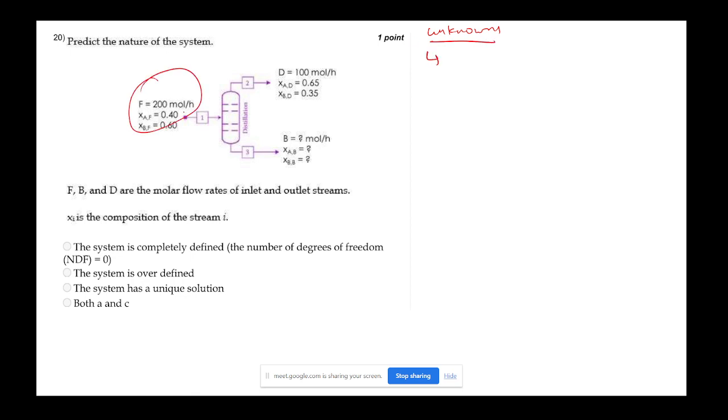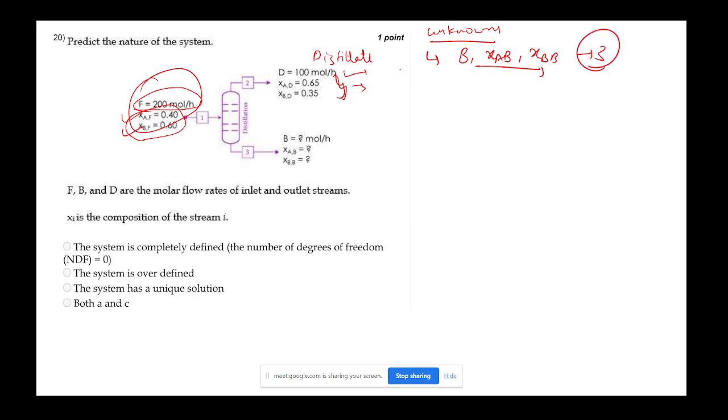So this is a completely defined stream because it is a binary distillation column and you are given both the mole fraction and the flow rate. Then the distillate is also completely defined because you know the mole fractions of both A and B in the distillate, and the flow rate is known. However, the bottom stream is not defined. So B, X_AB and X_BB are not known. So you have three unknowns here.